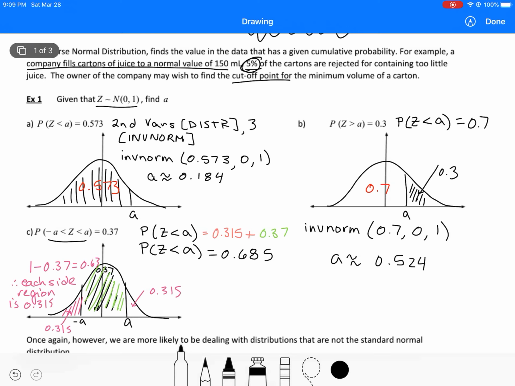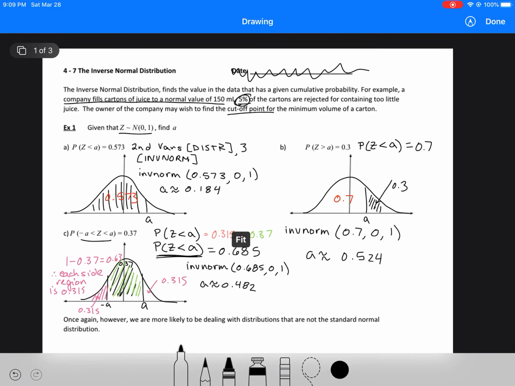Okay, and then we've got the probability that Z is less than A is equal to 0.685. Now, only when you have the interval written in this form can you use that inverse normal function, 0.68501. This is going to tell us that A is approximately equal to 0.482. So, three different examples of where you're finding A, so you're finding the value on the probability curve instead of the area underneath the curve.